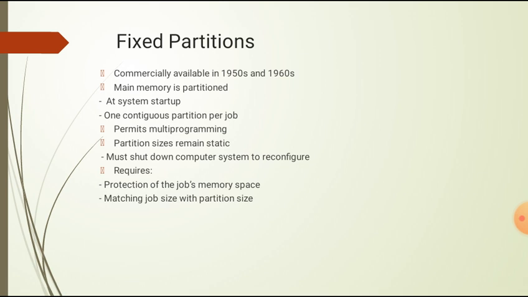Fixed partitions. Commercially available in the 1950s and 1960s. Main memory is partitioned. At system startup, one contiguous partition per job permits multiprogramming. Partition sizes remain static, the computer system must be shut down to reconfigure, and it requires protection of the job's memory space, matching job size with partition size.